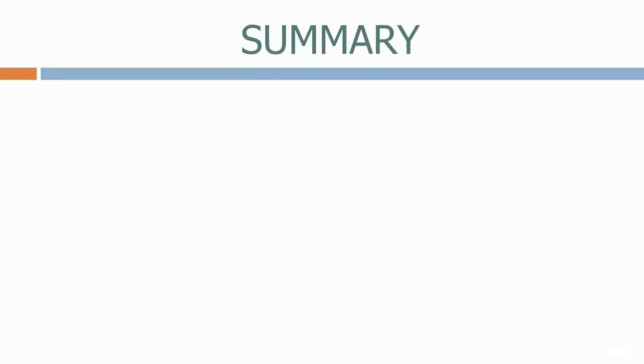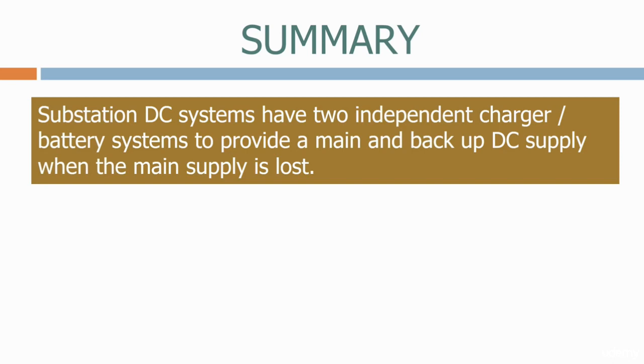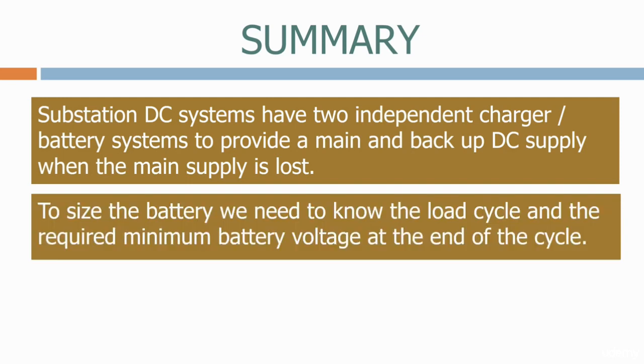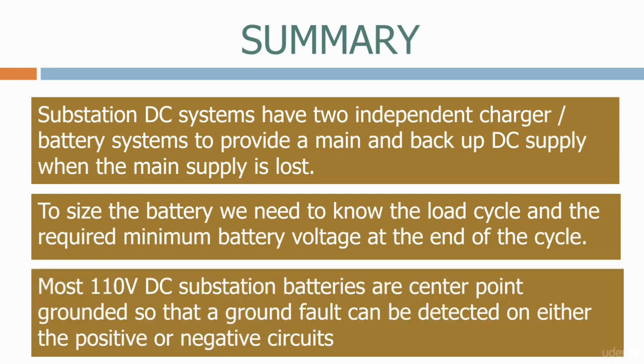Let's summarize what we've learned today. Substation DC systems have two independent charger battery systems to provide a main and backup DC supply when the main supply is lost. To size the battery, we need to know the load cycle and the required minimum battery voltage at the end of the cycle. Most 110-volt DC substation batteries are center point grounded, so that a ground fault can be detected on either the positive or negative circuits.